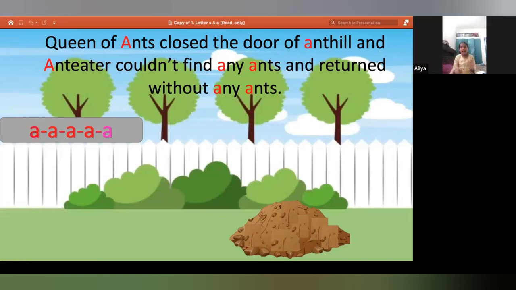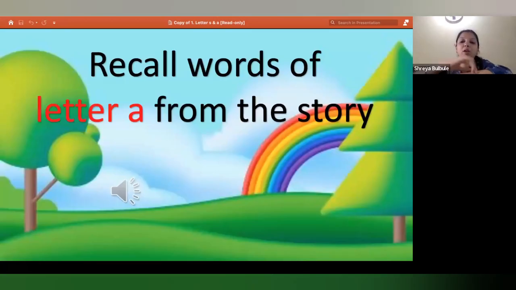Okay, now we learn the action. Now suppose there are ants crawling on your hands, and you want to just remove the ants.